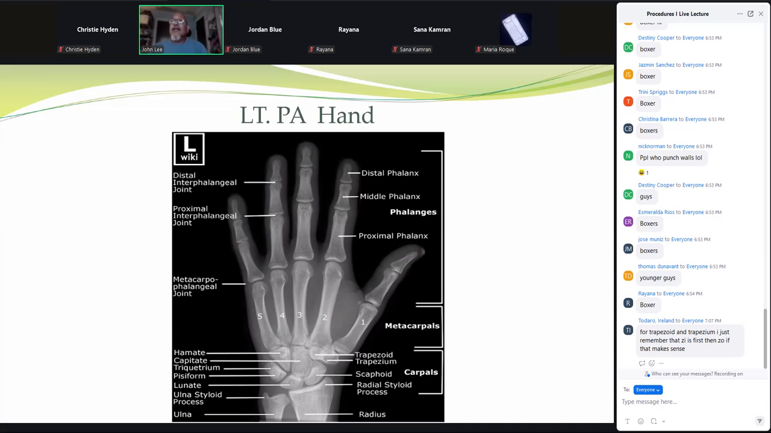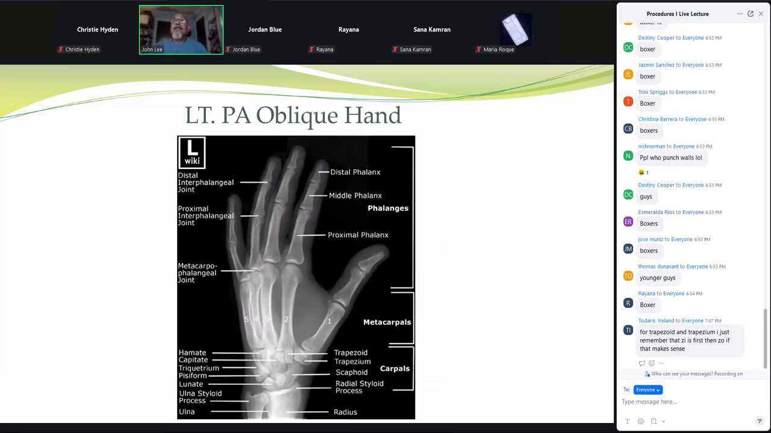Another thing, this joint space right here, that's the radiocarpal joint space. If anybody asks. I know it's not labeled. Thought I'd put it in there.